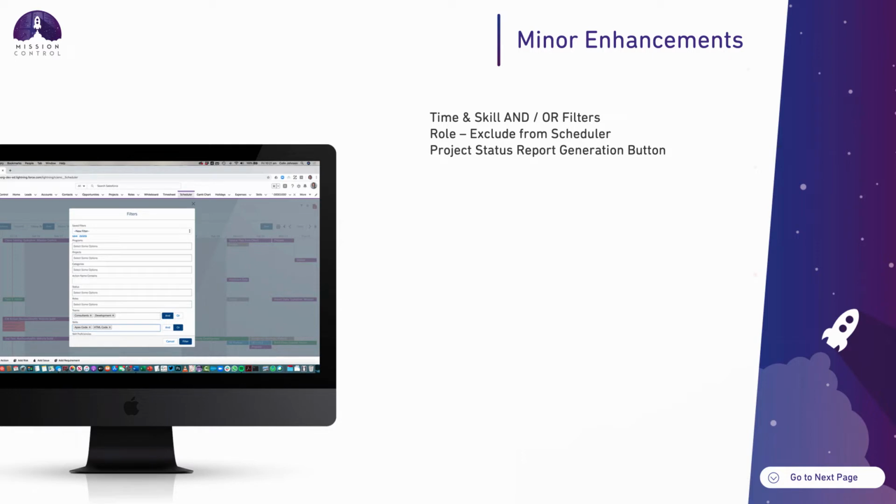There's also a new field being added to the role object, allowing you to tick a checkbox, which will exclude that role from being displayed on the scheduler. And the project status report continues to be a very popular feature, and as well as being able to issue it out via the weekly process to your project stakeholders, customers asked us for the ability to generate that on demand. So we've now added a button onto the project record, which allows you to generate that PDF as and when you need it.